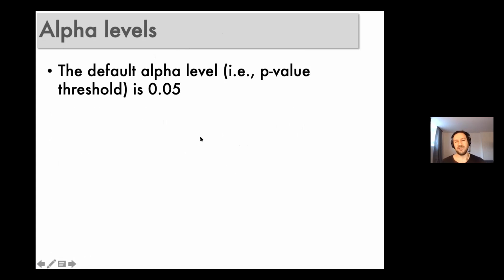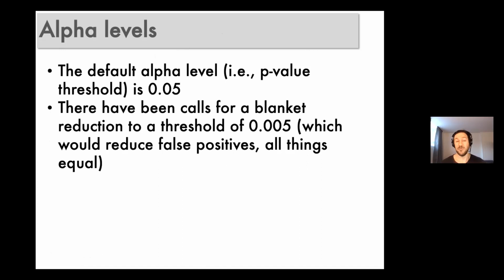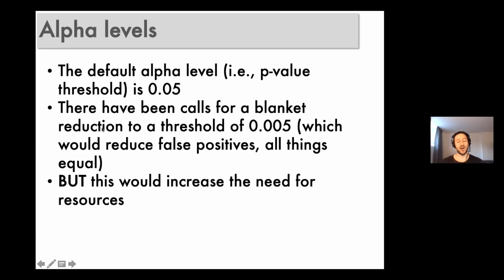Okay, in terms of alpha levels, there's been a lot of discussion about alpha levels online. I mean, there's been a lot of discussion for about the past 50 years, but this has intensified over the past couple of years, particularly with two prominent articles arguing for reducing the default alpha level. Right now it's 0.05, and there have been calls of reducing it to 0.005, which in principle, all things equal, would reduce false positives. But at the same time, this would increase the need for resources. So you always have to balance these things up in that, yes, this would reduce false positives, but is this worth it in return for the need for increasing resources?